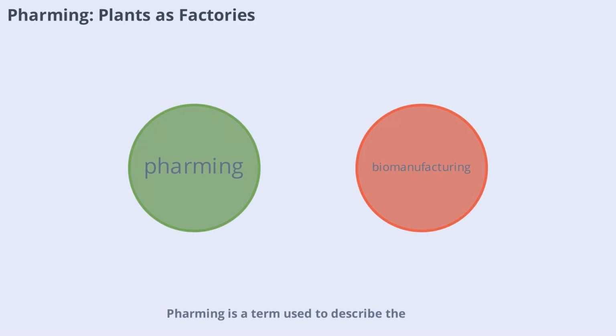Pharming is a term used to describe the use of genetically engineered plants to produce pharmaceuticals, vaccines, or industrial enzymes. By inserting specific genes, scientists can turn plants into biofactories that produce valuable compounds. This approach offers a cost-effective and scalable way to manufacture medicines and other products.